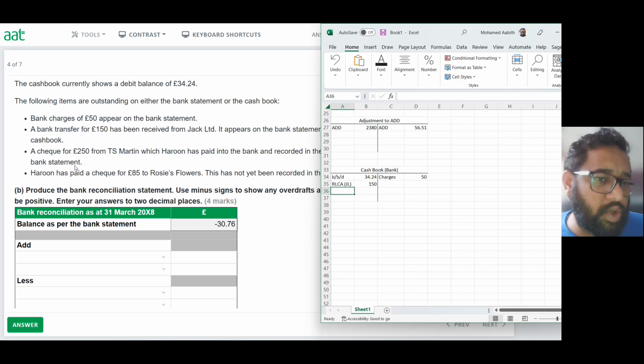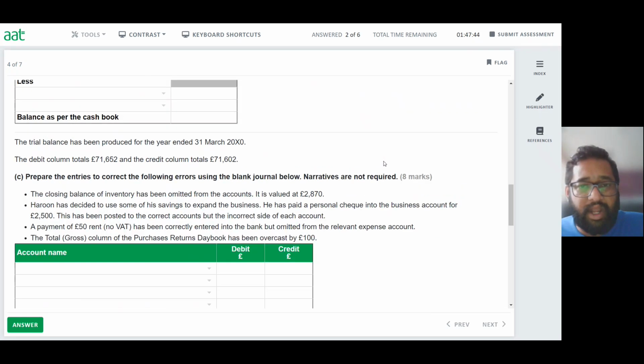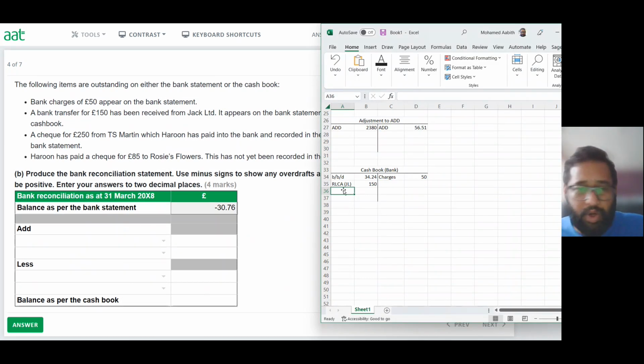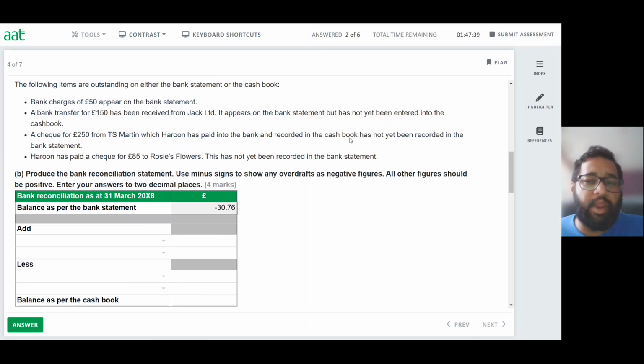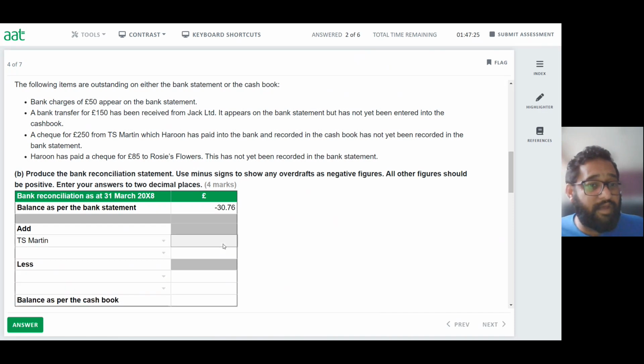And then the next two now, we have a check of £250 from TS Martin, which Harun has paid into the bank account. It was recorded in the cash book, which is already here. It's been recorded some time earlier, but it's not showing in my bank statement. This is something going to increase the value of my bank statement when it appears in the statement. Why? This is the money into the bank account. So this is one of the outstanding lodgements. We're going to use that TS Martin for the value of £250. It gets added on.